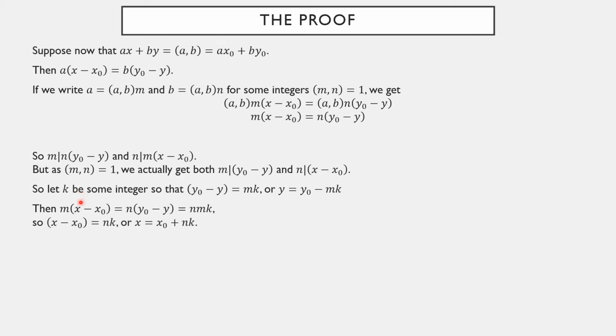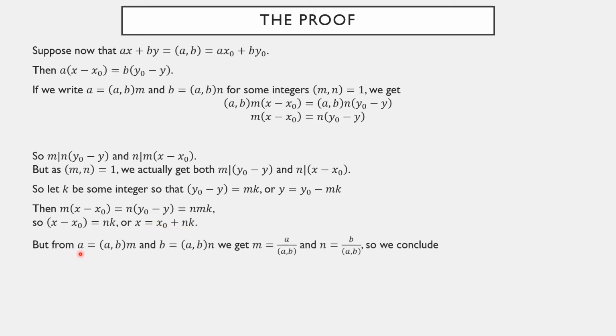So m times x minus x naught is the same number as n times y naught minus y. We already had that up here. We just wrote that y naught minus y is m times k. So n times y naught minus y is nmk. So m times this is m times nk. Cancel out the m and get x minus x naught is equal to n times k, or more specifically, x is equal to x naught plus nk.